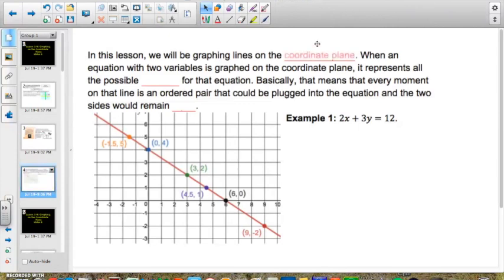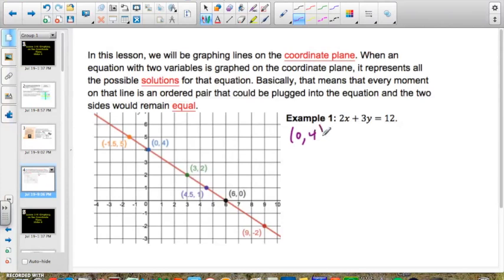In this lesson, we'll be graphing lines on the coordinate plane, or the Cartesian plane, as I just mentioned in the historical note. When an equation with 2 variables is graphed on the coordinate plane, what it's going to do is represent all the possible solutions for that equation. So that means that anywhere on this line, if we take the ordered pair and plugged it into the equation, the 2 sides would be equal. So just to illustrate that for you guys here, I have a line with several different points, and I have an equation over here.